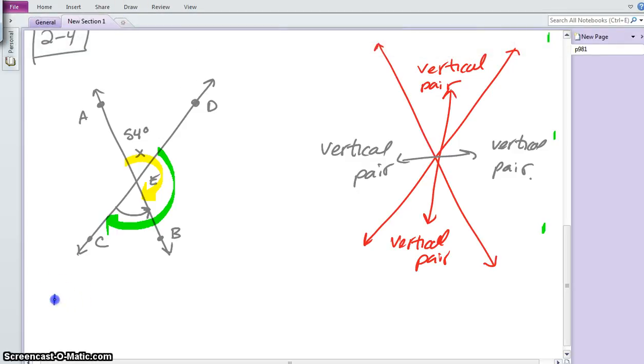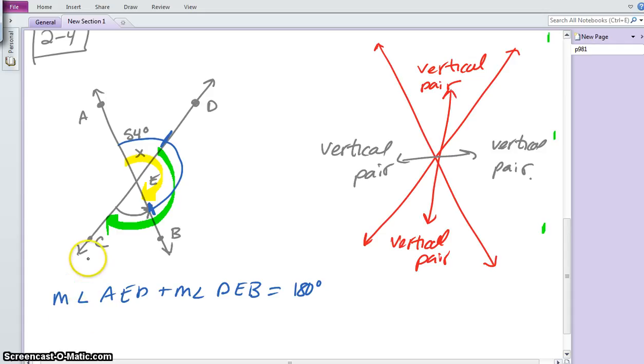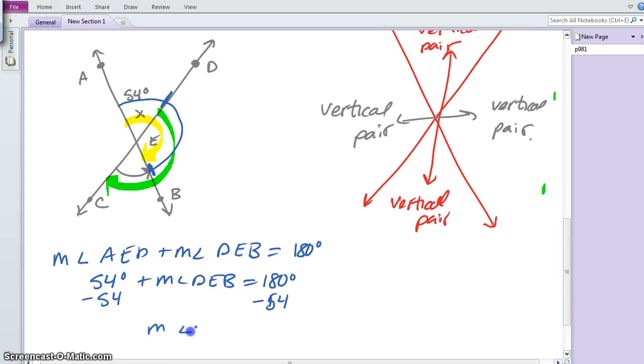So let's start with the idea that the measure of angle AED plus the measure of angle DEB, that's this guy plus this guy, equals 180 degrees. And we know that the measure of angle AED is 54 degrees. We're going to subtract 54 from each side, which leaves us with the measure of angle DEB equal to 126 degrees.